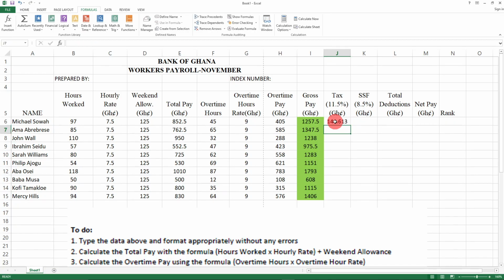Now when I hit the enter, I should get the tax for Michael Sowa. So out of the 1257.5, Michael will be paying 144.613 cedis as tax. All right. So this is the first formula. Let me use the second formula.